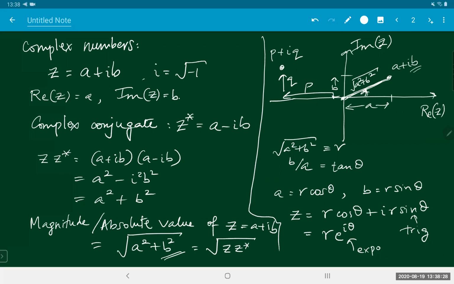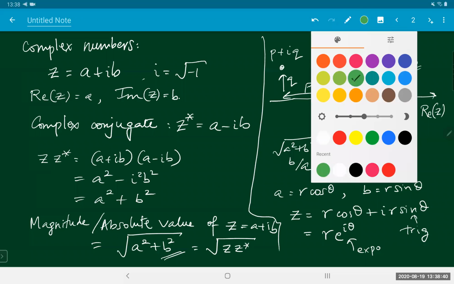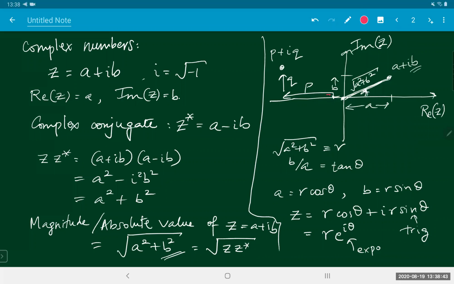Now, the complex conjugate has the same real part, but the imaginary part has a negative sign. So that means for the complex conjugate, you still have the same p, but now q is negative. So this is minus q. So then p minus iq is over here. So when you take a complex conjugate, it just flips the complex number about the x-axis. So what is up comes down, what is down comes up. Does that answer your question? Yeah. Any other questions?